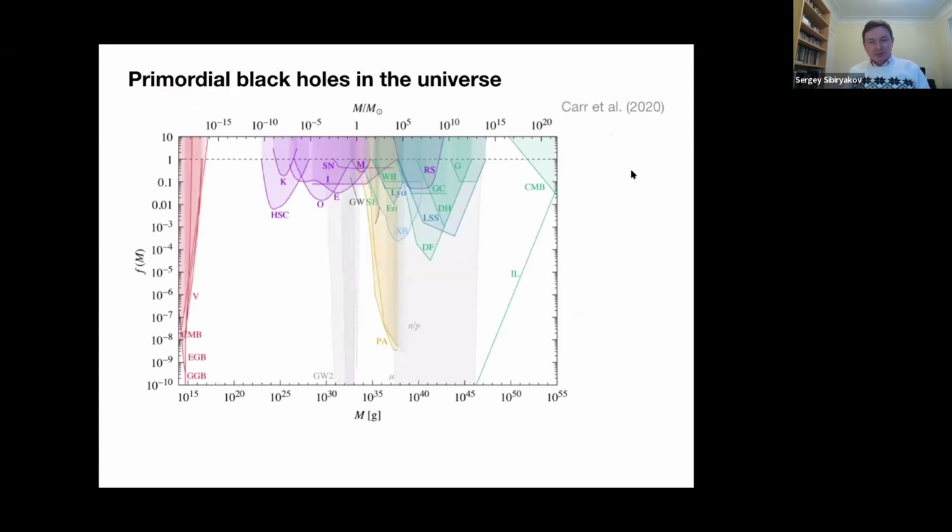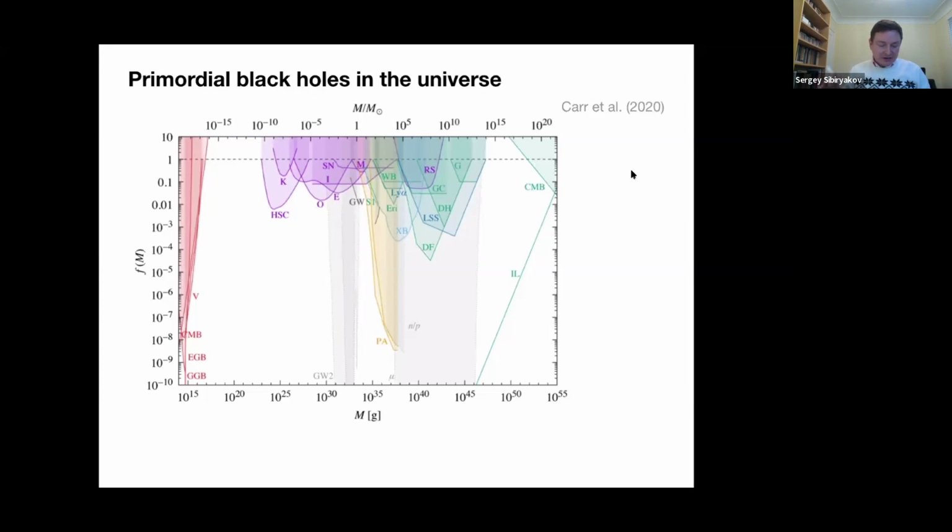Besides this purely theoretical interest, this question may also have some phenomenological implications, because primordial black holes may exist in our universe. There are models of inflation and some other models where primordial black holes are produced with actually any mass. I think for any mass of black holes, there will be a model. Here I summarize the constraints on these primordial black holes in the range of masses from about 10 to the minus 17 solar masses to 10 to the 20 solar masses.